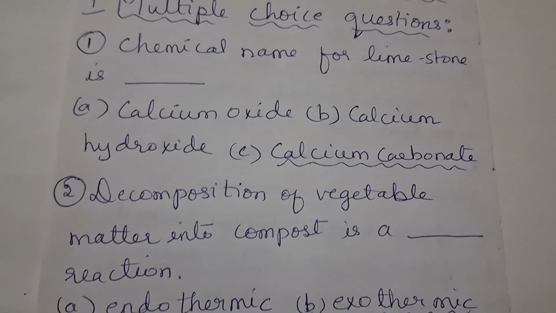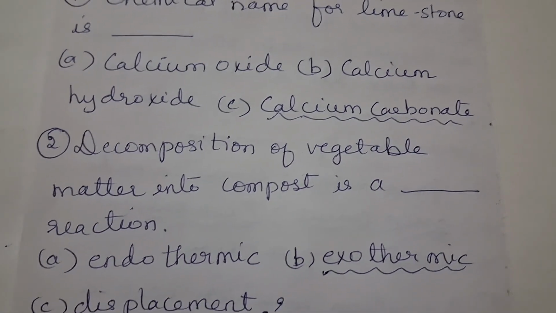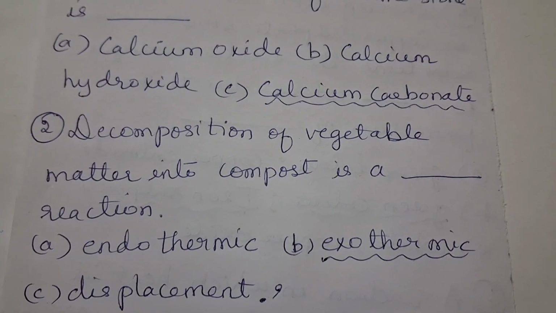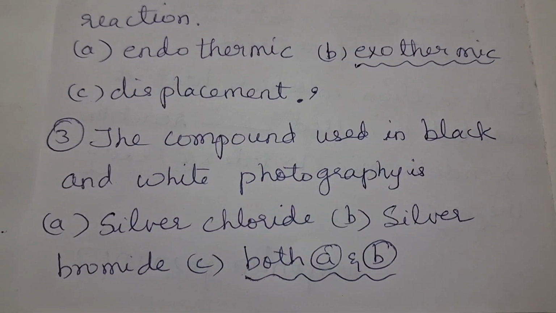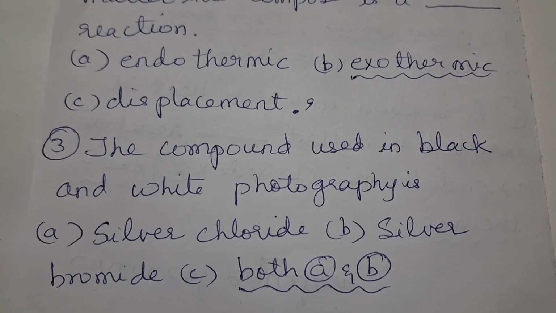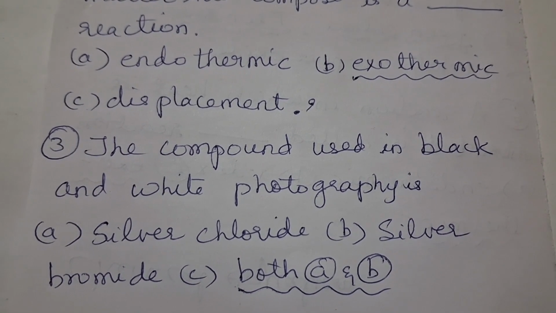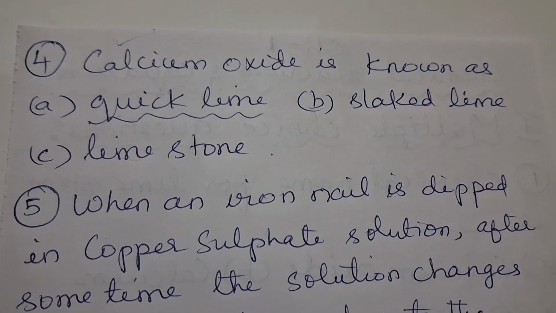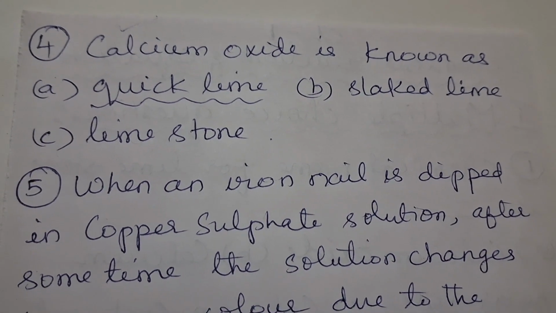Decomposition of vegetable matter into compost is a dash reaction. So what type of reaction? It's an exothermic reaction. Three options are given: endothermic, exothermic and displacement. The compound used in black and white photography is silver chloride, silver bromide. So both are used. Calcium oxide is known as quicklime, slaked lime or limestone. So it is known as quicklime.